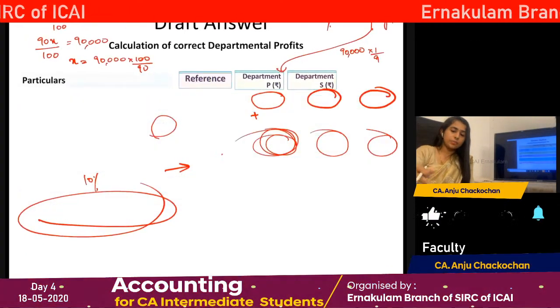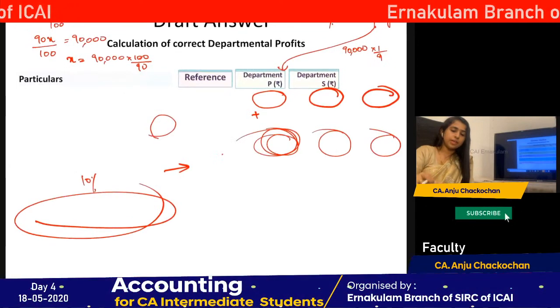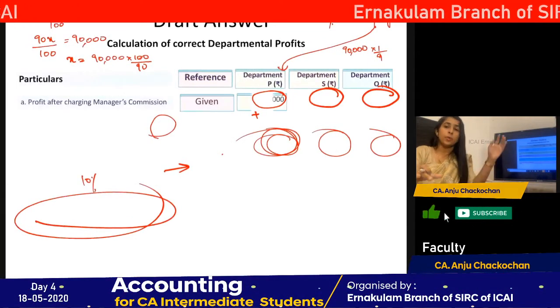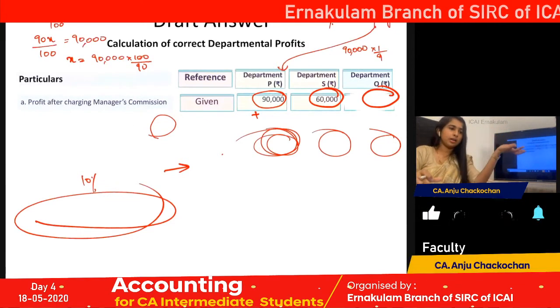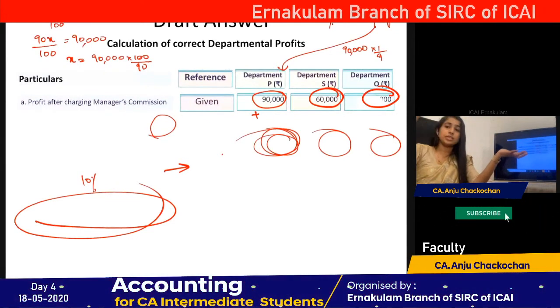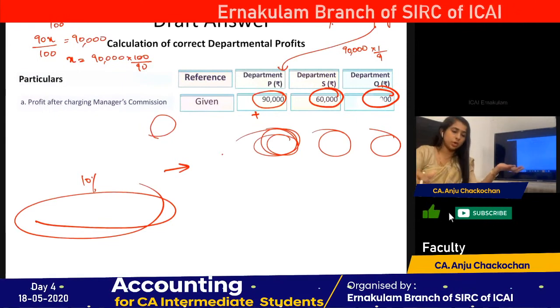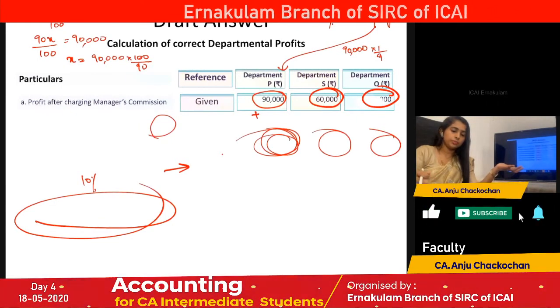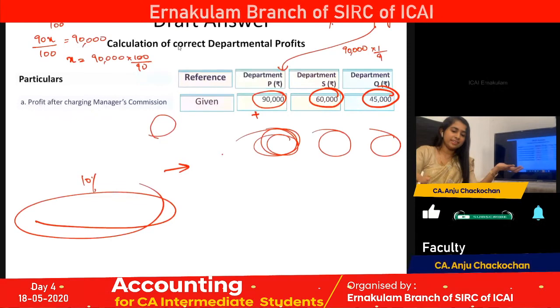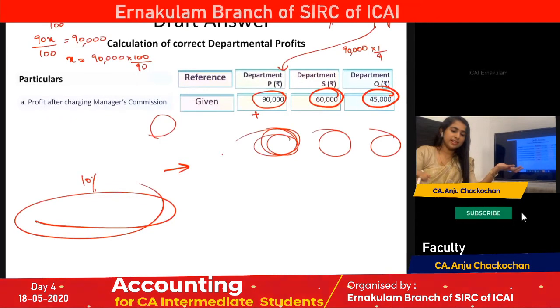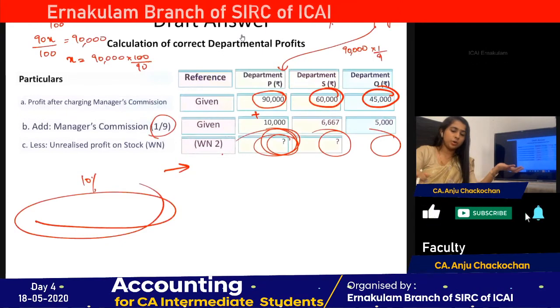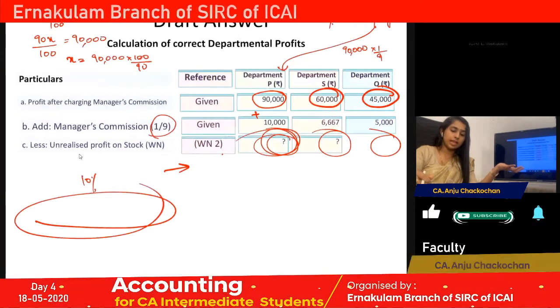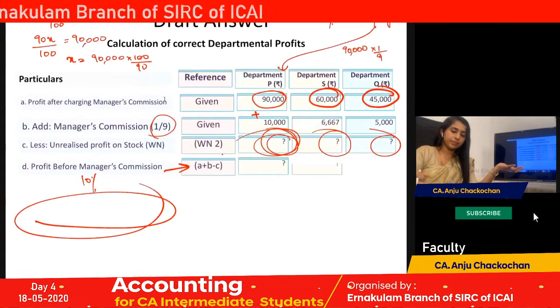And for the unrealized profit, what we did was we took each department. If it was department P, it will be having unrealized profit of the stock lying in department S and Q. The unrealized stock was the only unknown figure, which we computed in the next slide.